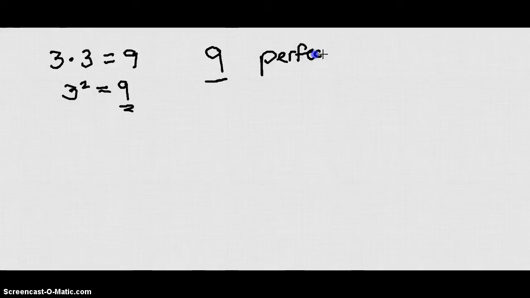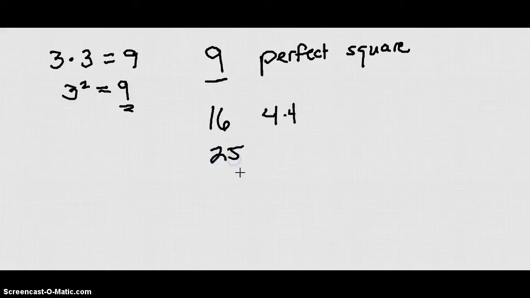Any number like 9, which can be derived from two numbers multiplied together, we call a perfect square. Some other examples of perfect squares would be 16, because if I take 4 times 4, I get 16. Also, we could have 25, we could have 36. Those are all perfect squares. Any number that can be broken down into two identical numbers times each other is considered a perfect square.